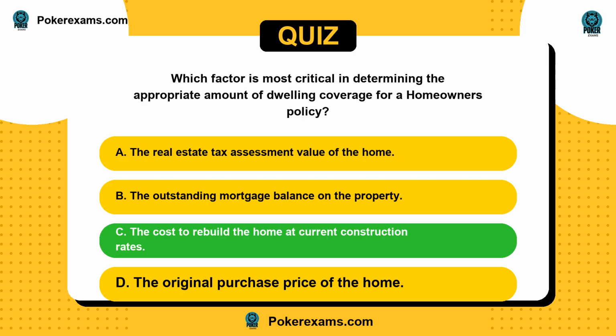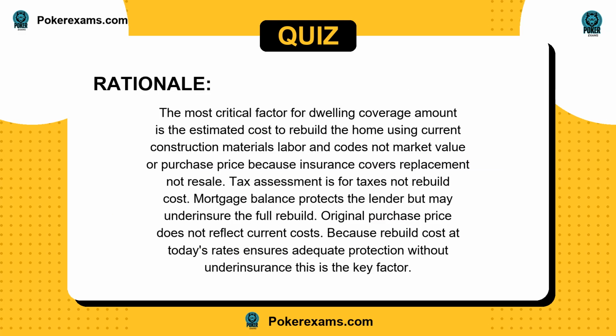The answer is C. The most critical factor for dwelling coverage amount is the estimated cost to rebuild the home using current construction materials, labor, and codes, not market value or purchase price, because insurance covers replacement, not resale. Tax assessment is for taxes, not rebuild cost. Mortgage balance protects the lender but may underinsure the full rebuild. Original purchase price does not reflect current costs. Because rebuild cost at today's rates ensures adequate protection without underinsurance, this is the key factor.